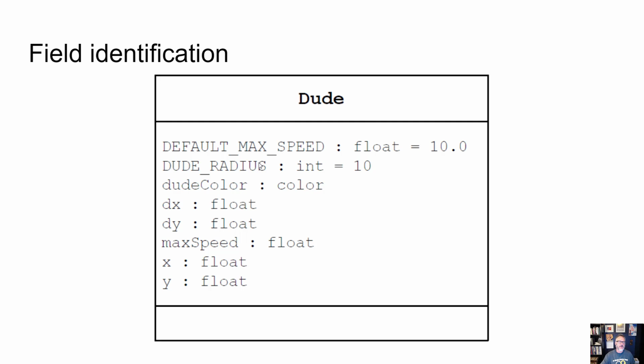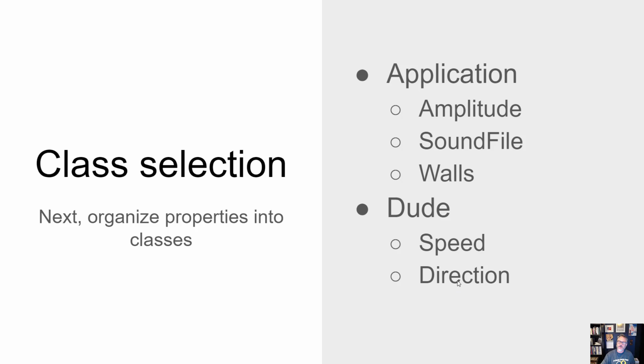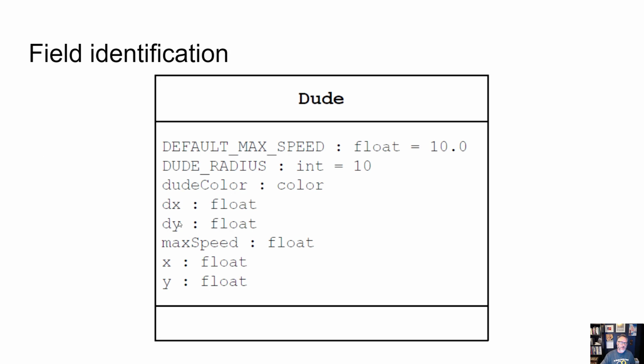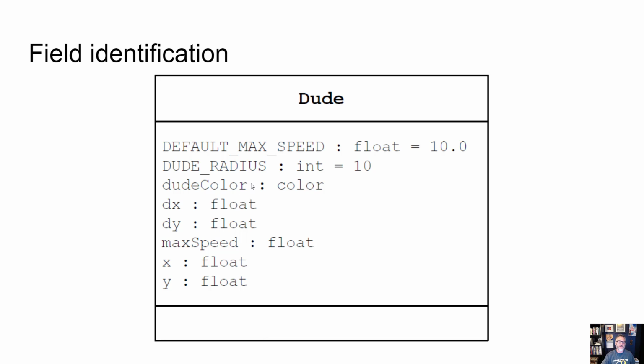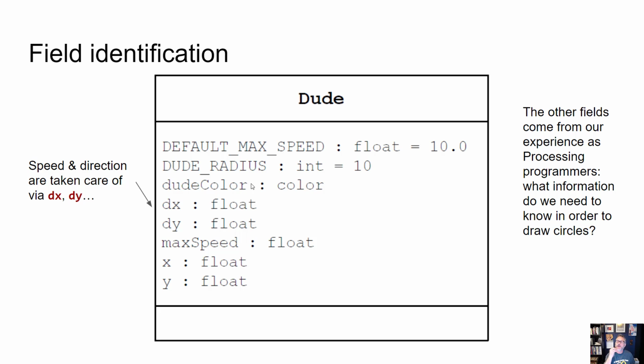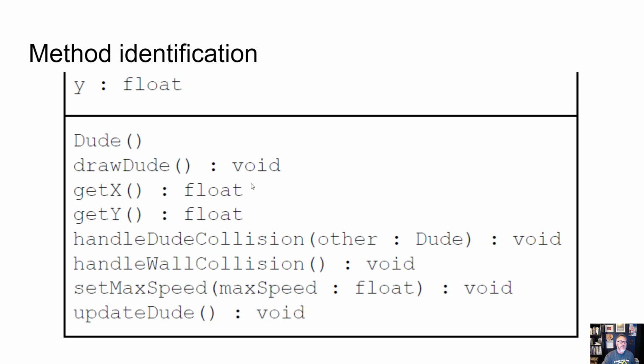I would start with my fields, and again, X and Y represent the direction, delta X, delta Y represent the speed, and these other things are things that I've inferred based on experience. So setting a maximum speed, a size, and a color for the dude, etc. Okay? Then we can start to take a look at the other methods that are inside the class. And they are listed here.